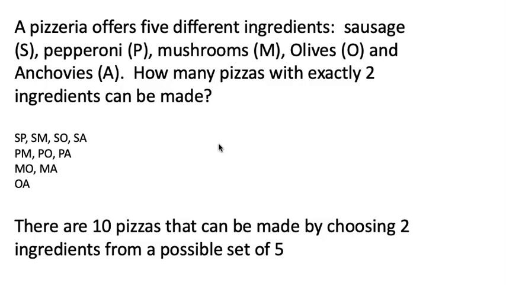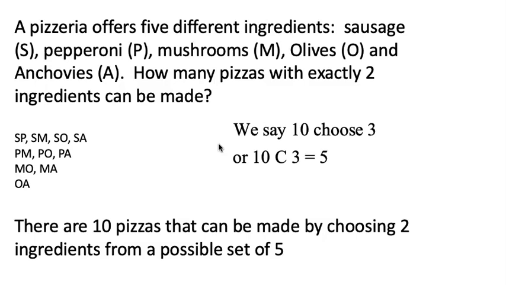Now, this is a combination. The notation that we use is 10C3 or 10 choose 3. So the combination of 10 with 3 is 5. Another notation that is often used is parentheses with a 10 on top of a 3 with no fraction bar. That's another common notation for 10 choose 3. That's a combination, and that is used when order does not matter.